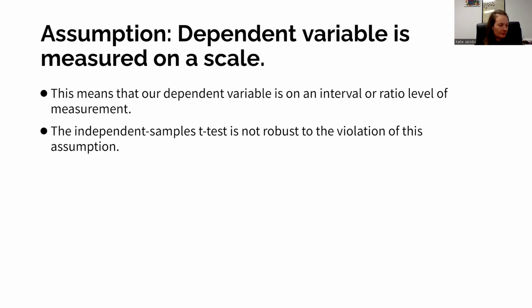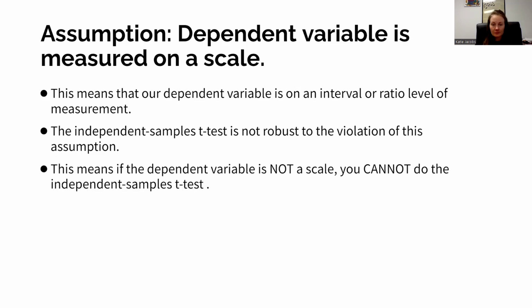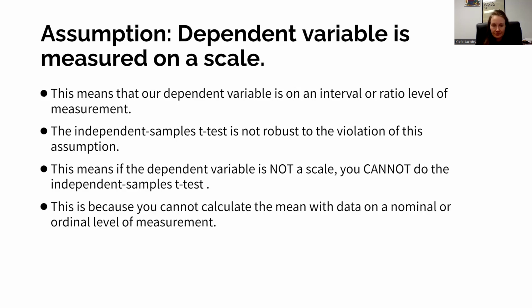So the independent samples t-test is not robust to the violation of this assumption. What this means is that if our dependent variable is not on an interval or ratio level of measurement, then we can't do it. So if our DV is not scale, you cannot do this analysis. You have to figure out what the non-parametric equivalent of this analysis is.